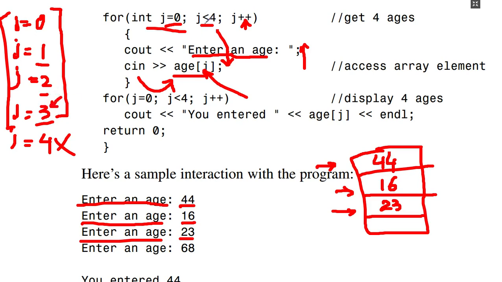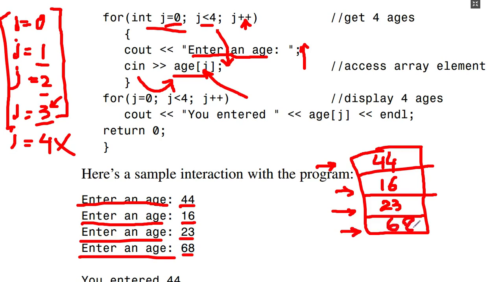Since j is less than 4, the loop would execute. What is being done in the first line? It states that enter an age, so it would be printed, and then the user would be asked to enter a number, and that would be saved in age[j]. Since j is 3, it would be saved in age[3]. Age[3] is this location. So if the user enters 68, it would be saved in age[3], which is this location.